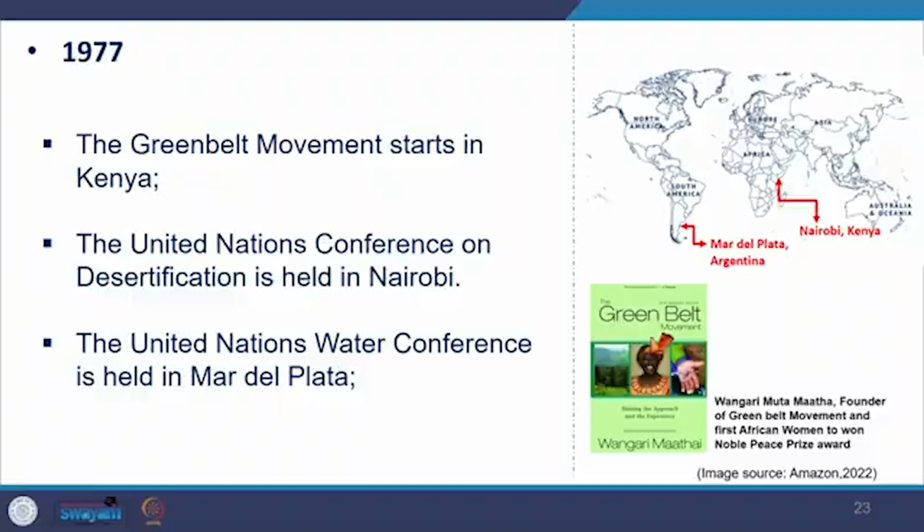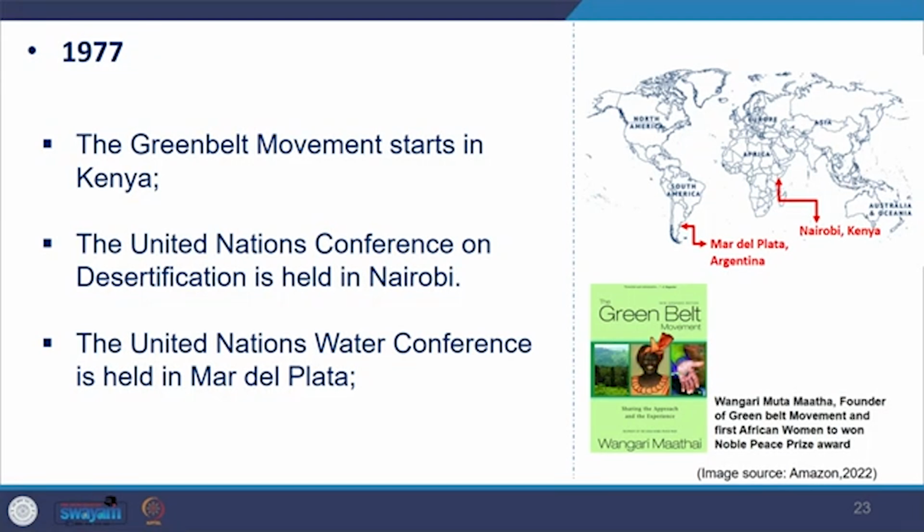We further see that in 1977, the Green Belt movement started in Kenya. It was based on community tree planting to prevent desertification. So you have already seen how desertification is happening, and in 1977 the Green Belt movement started in Kenya.